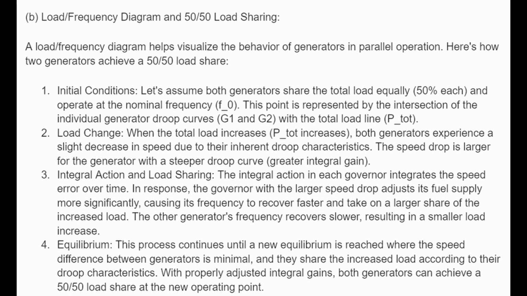4. Equilibrium. This process continues until a new equilibrium is reached where the speed difference between generators is minimal and they share the increased load according to their droop characteristics. With properly adjusted integral gains, both generators can achieve a 50-50 load share at the new operating point.